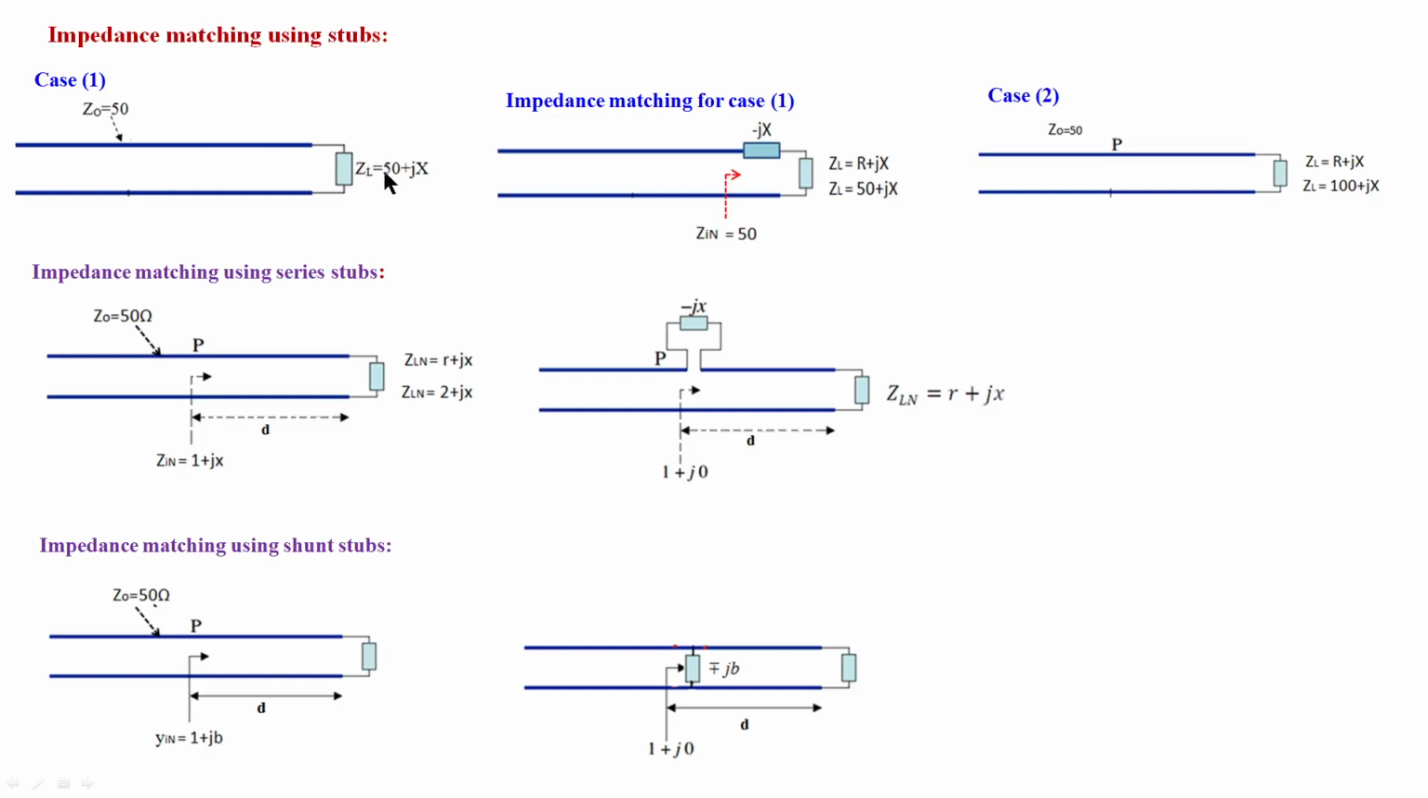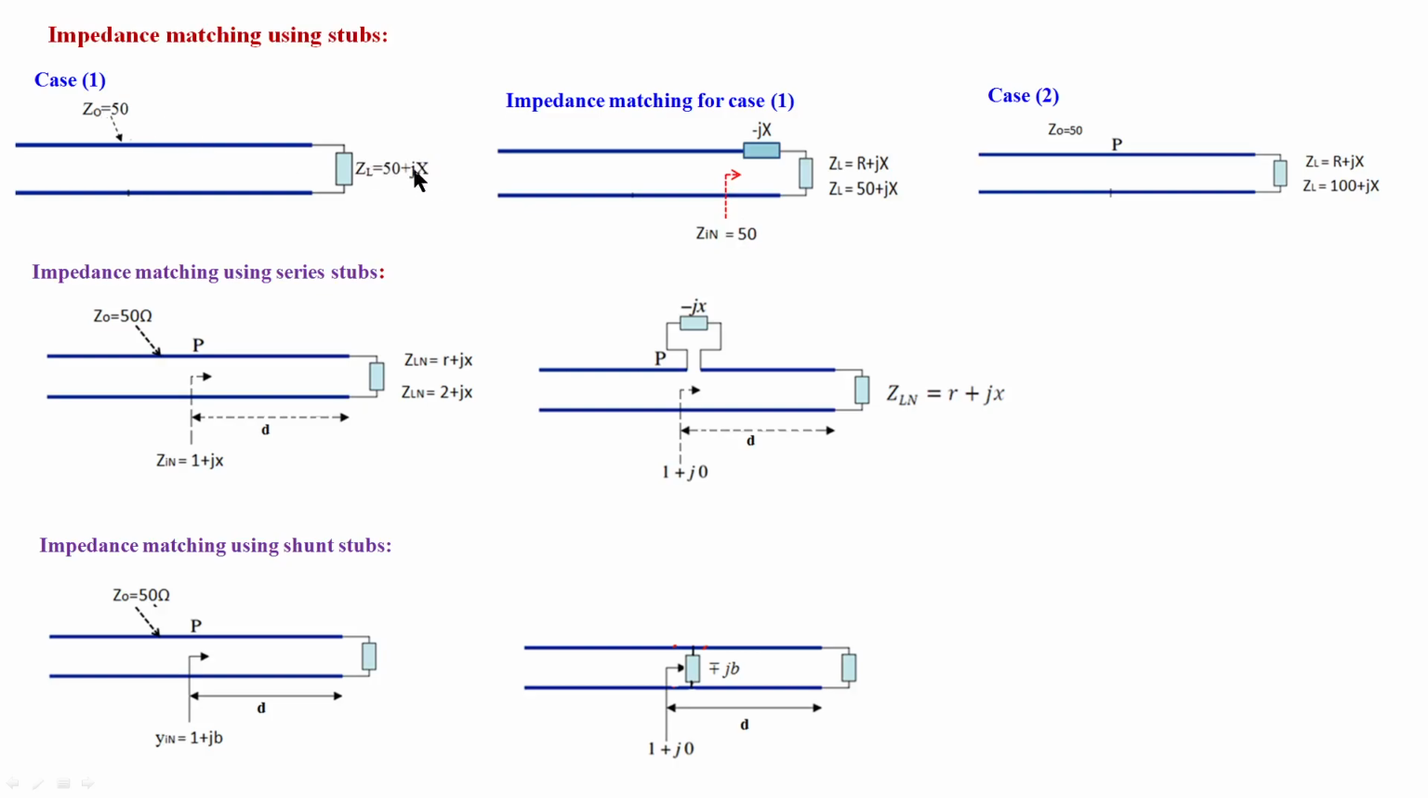Here the load is 50 plus jX, where 50 is the real part and X is the reactance. Even though the real part is the same as the characteristic impedance, it is a mismatch because reactance is there. You should have only a pure real value of 50 ohm, then there is a match. The signal will come here, there is a mismatch, and it will reflect back, which is a waste of energy. You can get a match if the load is 50 plus jX, where the real part is equal to the characteristic impedance.